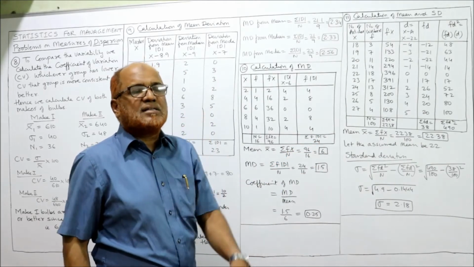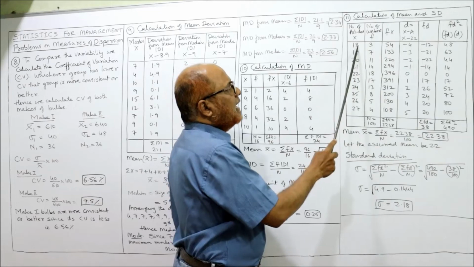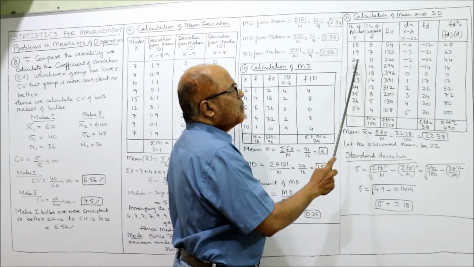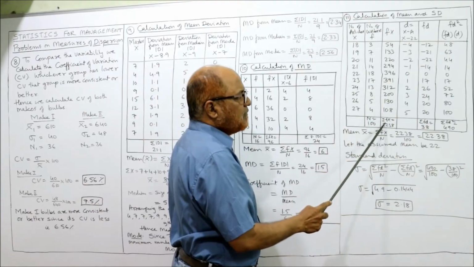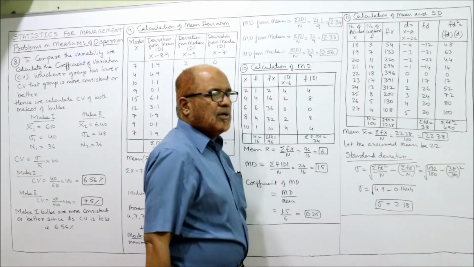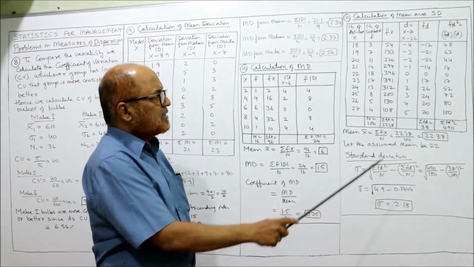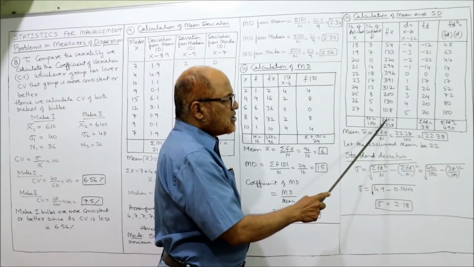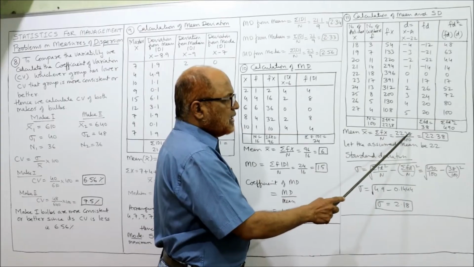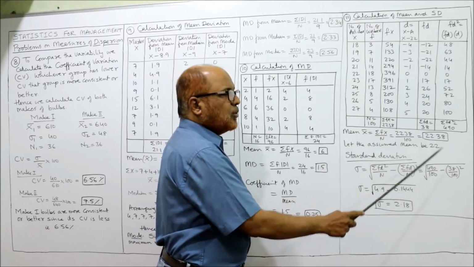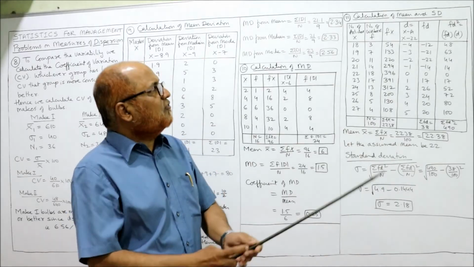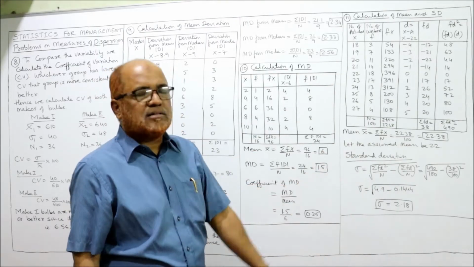Multiply f into x, fx. 18 into 3, 54. 19 into 7, 133. Like this you multiply f into x. Total fx is 2238. And n value is 100. So mean, X bar, is equal to summation fx by n. 2238 divided by 100, you will get 22.38. So we got the value of mean, 22.38.